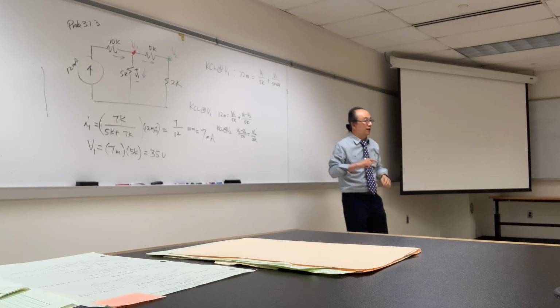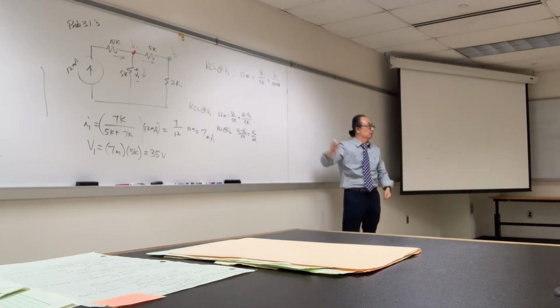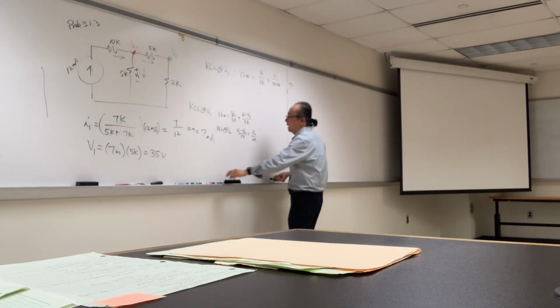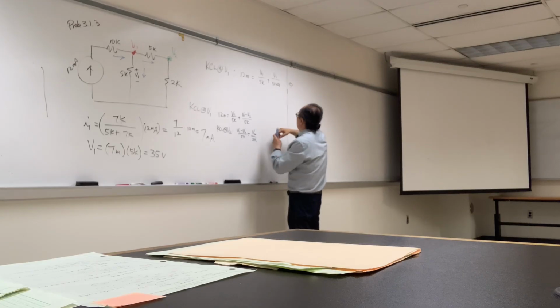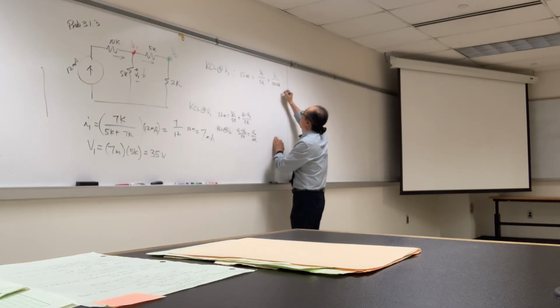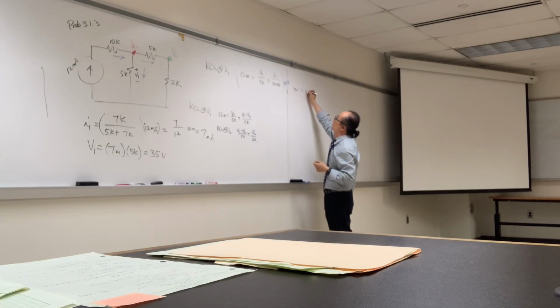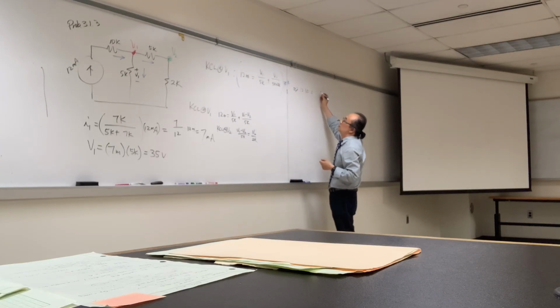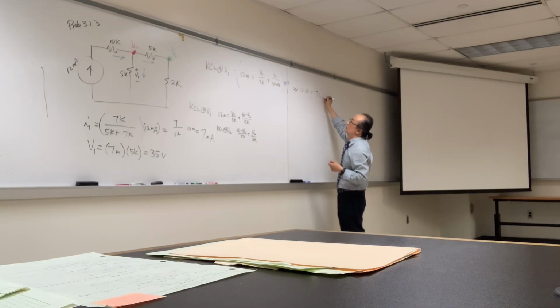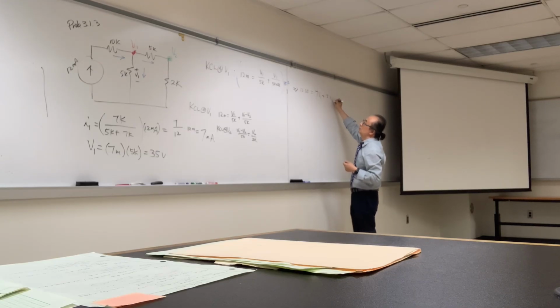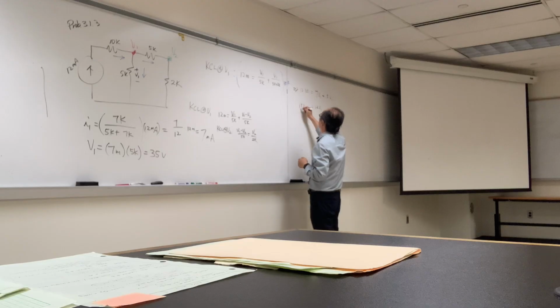And that way we have only one equation and one unknown. From here, in the denominator, we have 7K and 5K, so we're going to multiply everything times 35K. 12 times 35 equals 7V1 plus 5V1, which is 12V1. So V1 equals 35 volts.